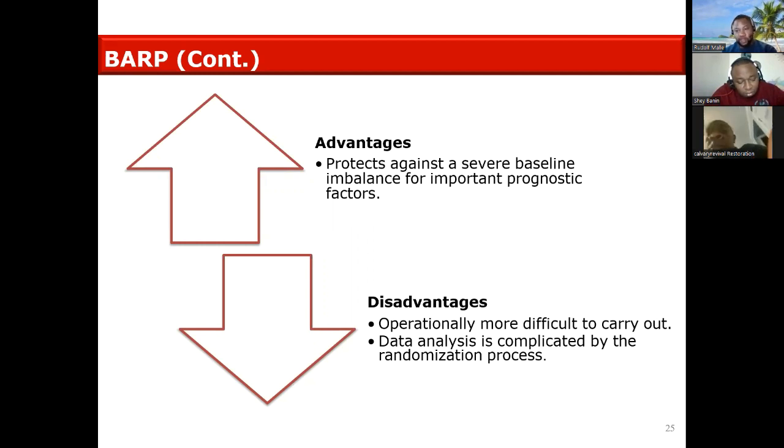Operationally difficult to carry out. Yes, it is difficult to carry out because it requires a lot of attention. Doing the adaptive process requires a lot of attention to meet those procedures in place for the effective conduct of the study.